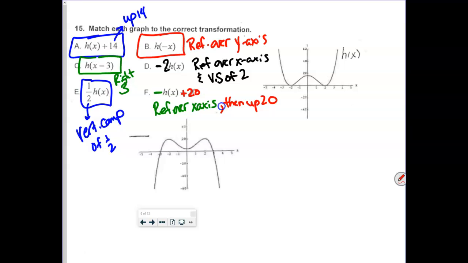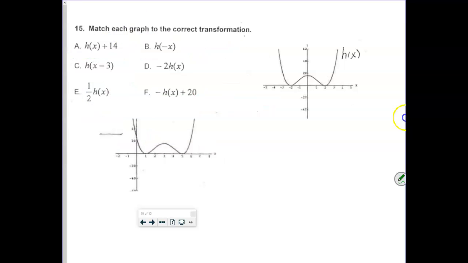All right, so this one, clearly there's a reflection, and it's the vertical kind of reflection over the x-axis. But I also notice that everything is off the axes now, so I feel like it's been shifted up as well. So which one are we matching up to? So it's been shifted up, and there's a reflection over the x-axis. That's F. Very good.